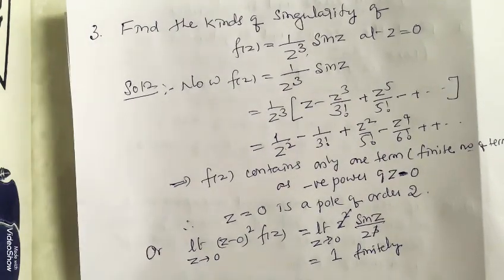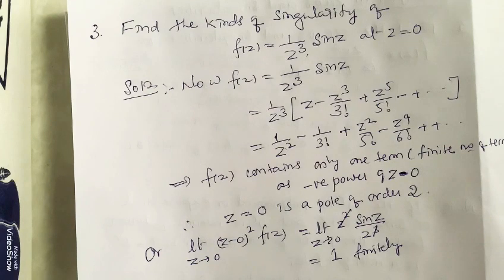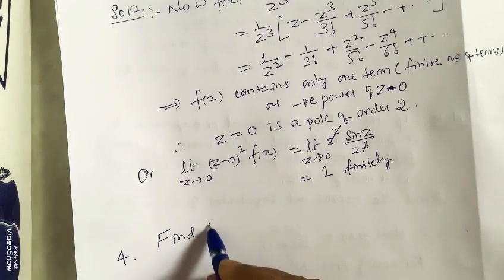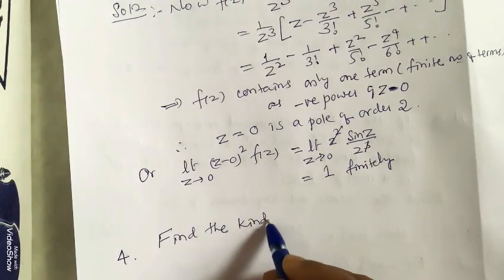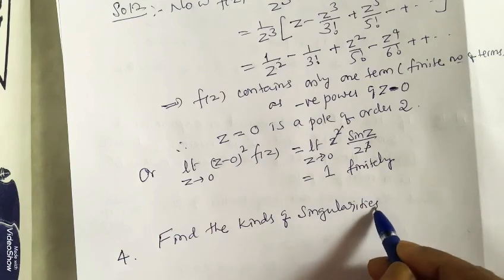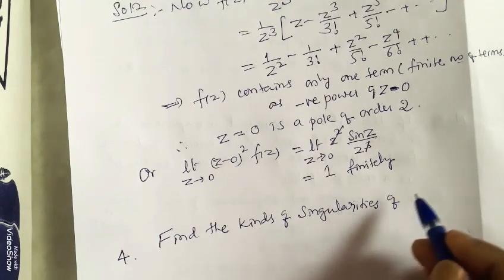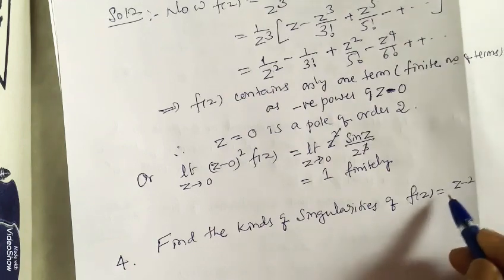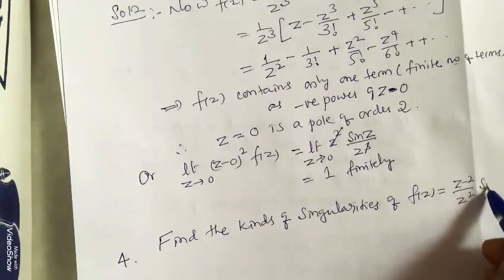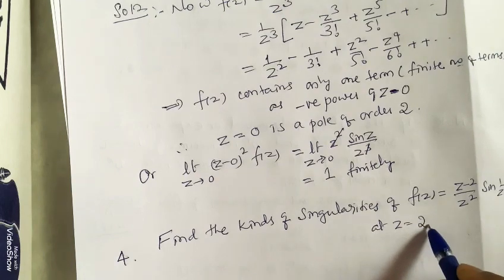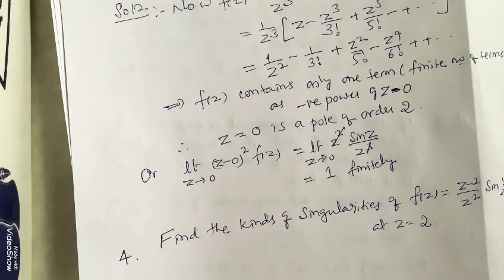Okay, then the fourth one. Next, find the kinds of singularities of f(z) = (z − 2)/(z² · sin(1/(z − 2))) at z = 2 here. At z = 2, you have to find the kinds of singularities.